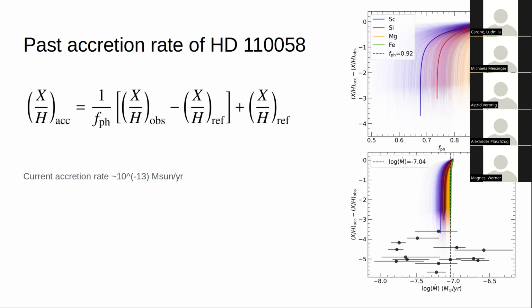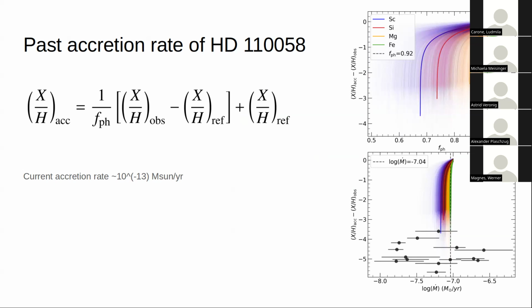We have the equation already. We know the observed abundance, we know the reference abundance, so we can get a range of values for what would be the abundance of the accreting material, what would be the FPH that satisfies this equation. And you can do that for different elements, specifically for refractory elements. But the most important part is this figure. So you get a range of accretion rates from this equation. And that accretion rate is around 10^-7 solar masses per year.